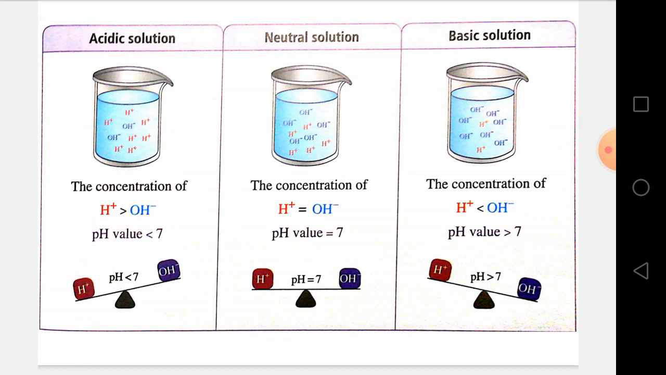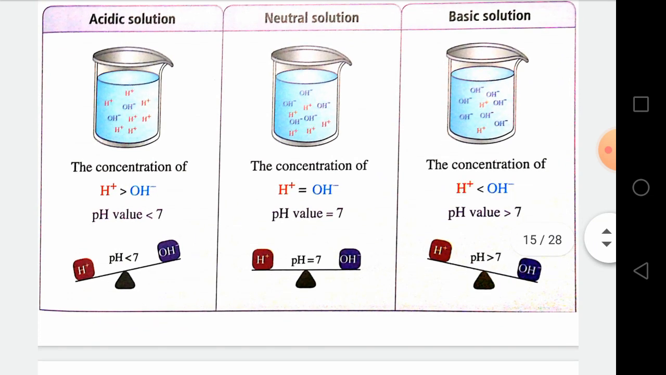Remember, pH is a measurement. Its value ranges from 0 to 14. At pH equals 7, it is a neutral medium or neutral solution. Less than 7, it is acidic. More than 7 is alkaline or basic.